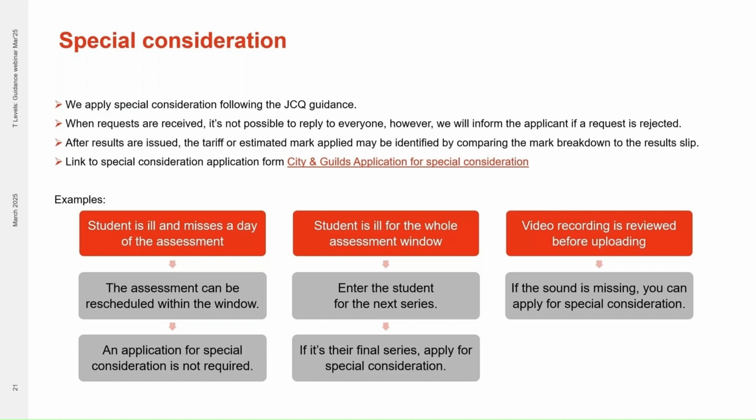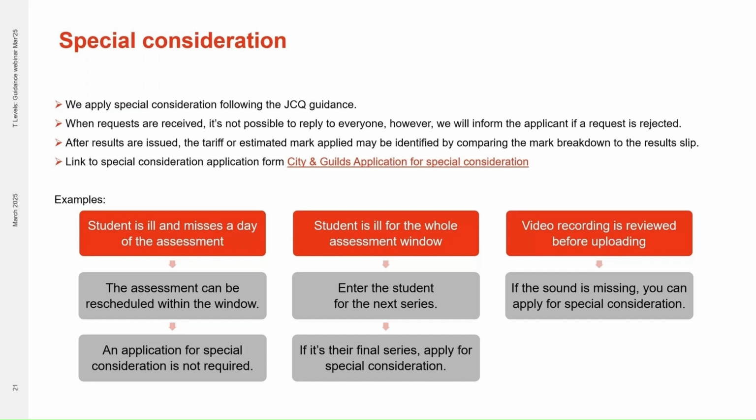Now, there is lots of information available on the City and Guilds website with links to the JCQ, Joint Council for Qualifications, and we apply special consideration following the JCQ guidance. So you can access information and a link to the form for application for special consideration via the Centre Document Library on our website under Access Arrangements, and you can access the link from these slides, which we'll be sharing afterwards. So please ensure if you're applying for special consideration that you complete the form accurately, stating a full explanation and reason as to why you feel the student has been disadvantaged.